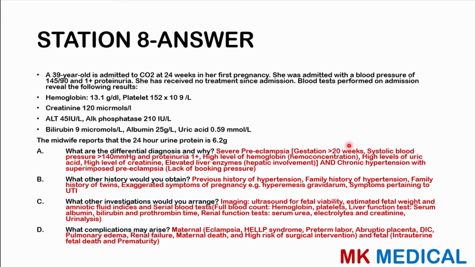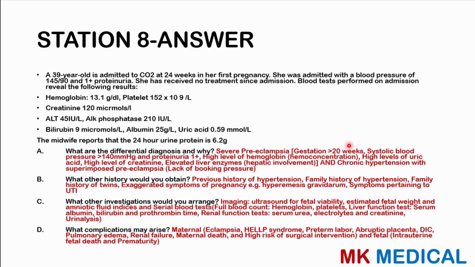She also has features of hemoconcentration, which is an HB of 13.1, though in retrospect, looking at other reasons for hemoconcentration, maybe there should have been a typo, but this shouldn't have been there. Then there is a high level of uric acid. There is a high level of creatinine, which may also back the hemoconcentration. There are elevated liver enzymes, for example, ALT is elevated. So there may be some hepatic involvement. All these features may be pointing towards severe preeclampsia.